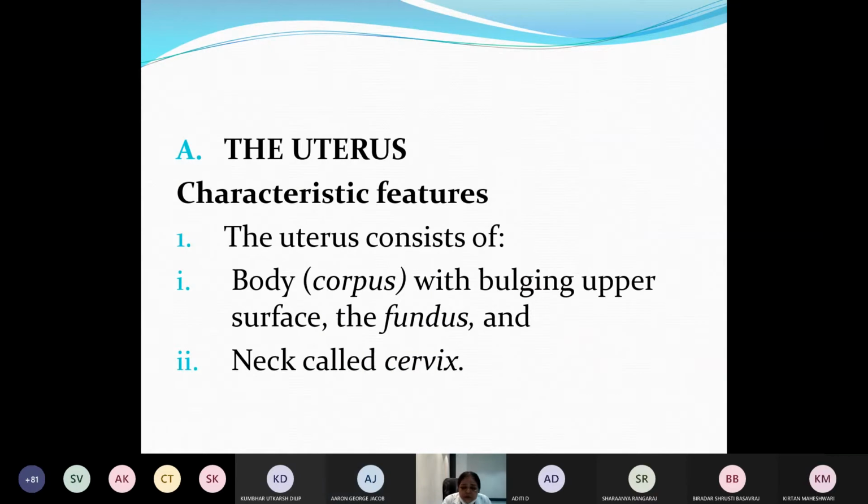First about the uterus. Characteristic features of uterus. The uterus consists of body or corpus with bulging upper surface, the fundus, and neck called cervix.